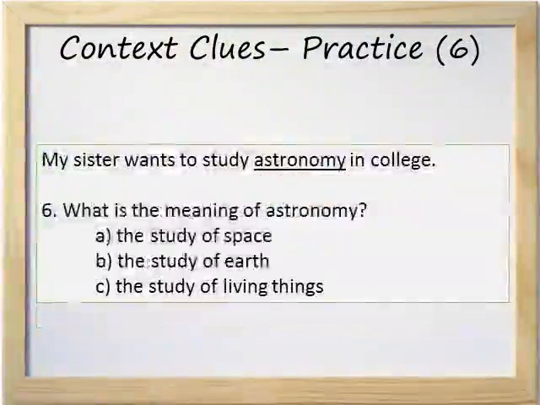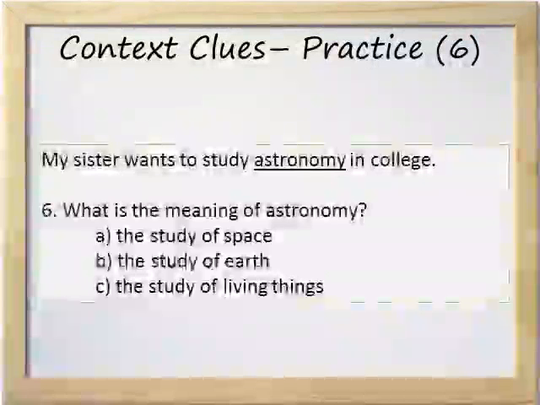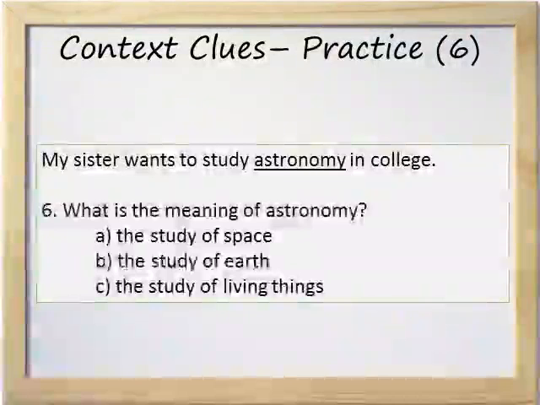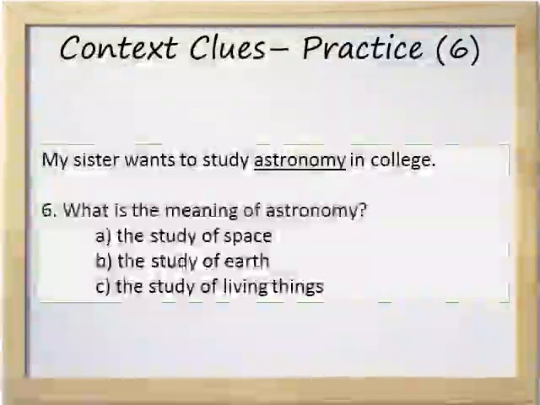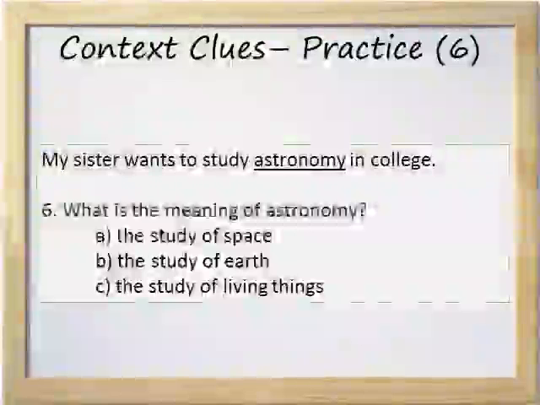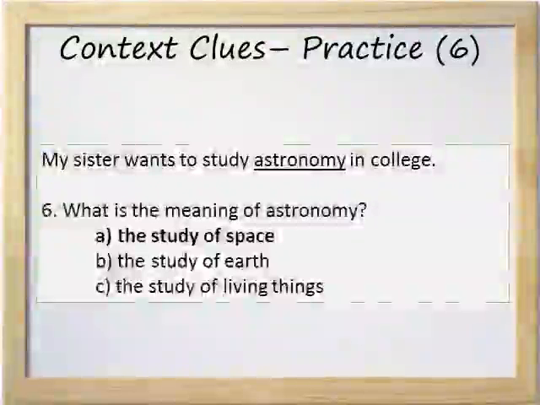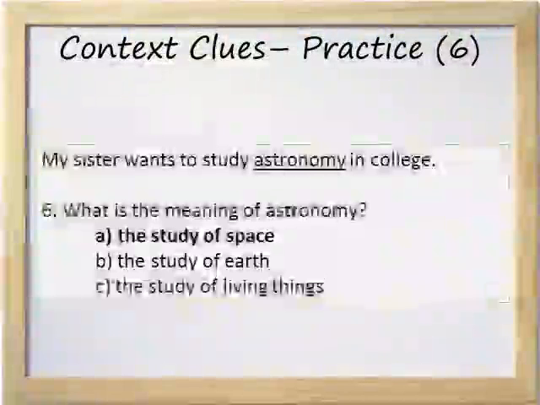Number 6. What is the meaning of astronomy? A, the study of space, B, the study of Earth, or C, the study of living things? If you have a cognate in your own language, then you might already know the meaning. The answer is A, the study of space.